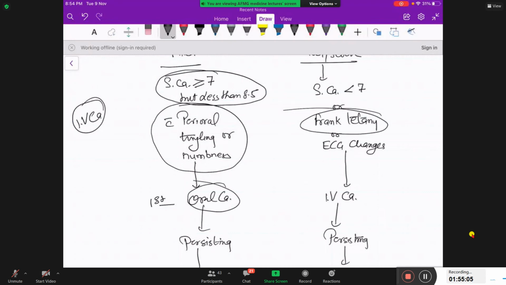Another question. Imagine a patient comes to you, the same patient this time comes to you with a complaint of perioral tingling.